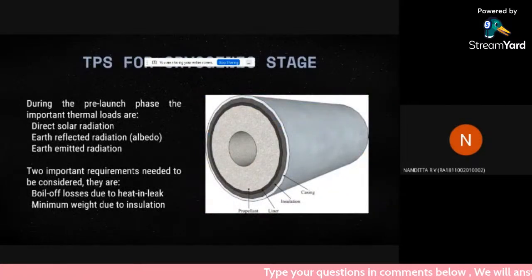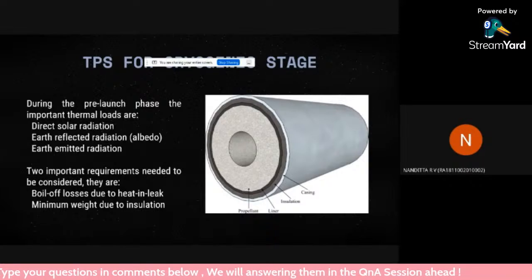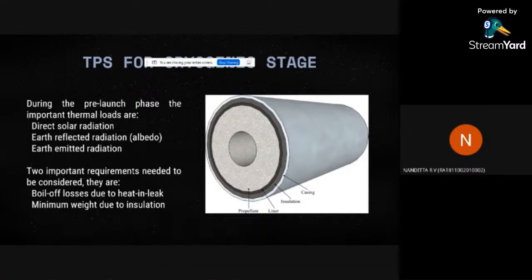So TPS for the cryogenic stage. Why do we need it for the cryogenic stage? During the pre-launch phase, there are three important thermal loads, which are direct solar radiation, Earth reflected radiation, which is albedo, and Earth emitted radiation. So what are the terms which we need to consider before designing it?